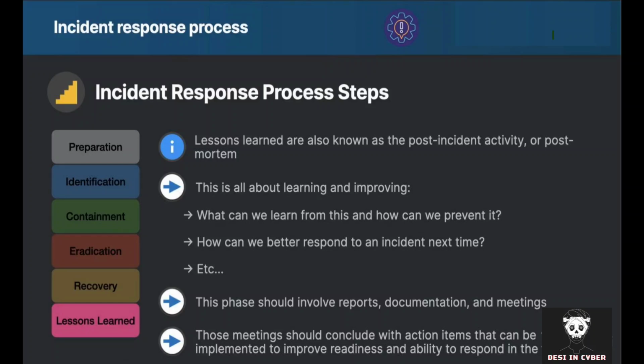This phase should involve reports, documentation, and meetings with the teams involved in the incident process and anyone else who might benefit. Those meetings should conclude with action items that can be implemented to improve the organization's readiness and ability to respond to incidents in the future.